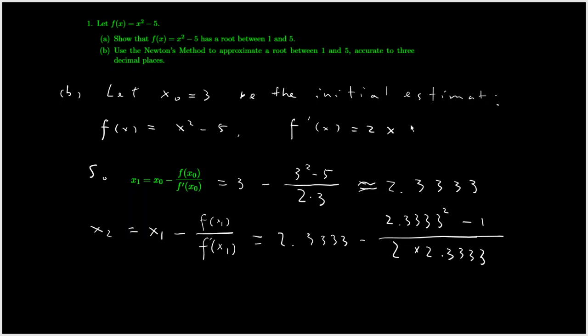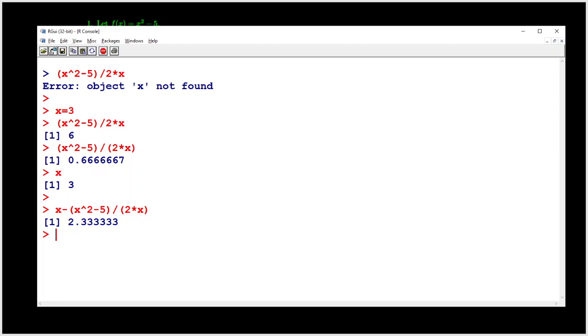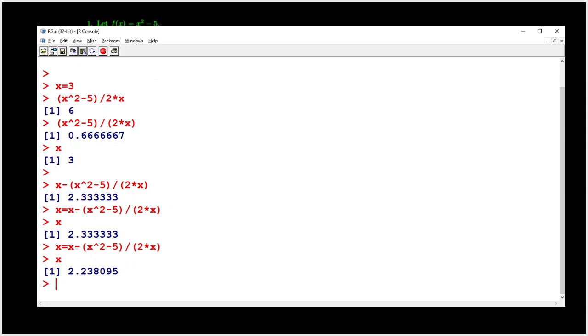Anybody want to try this number to get the next number? I don't know if you're computing or not, but if you actually compute, you have this value.